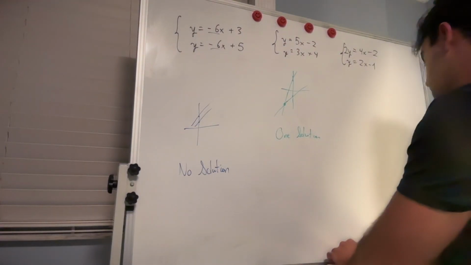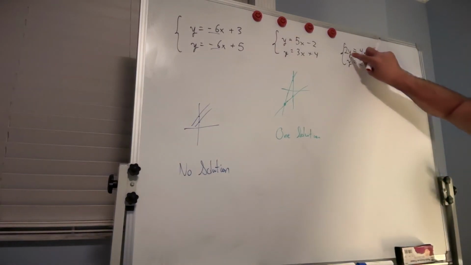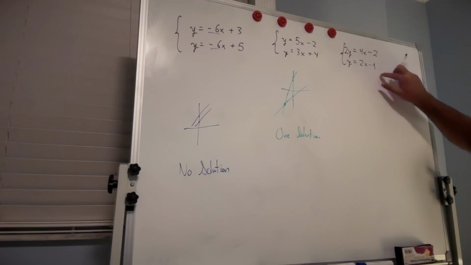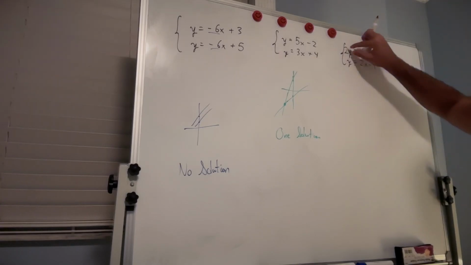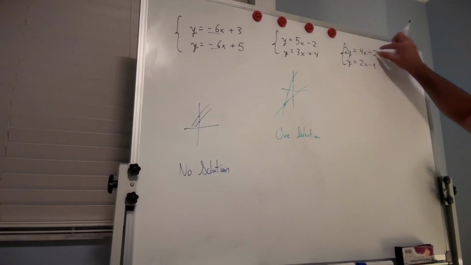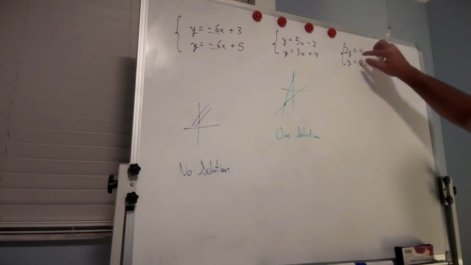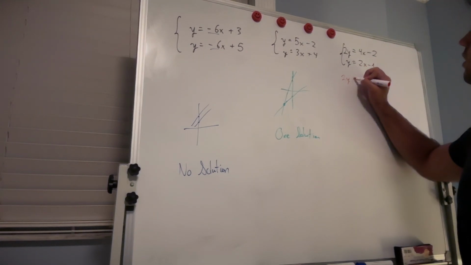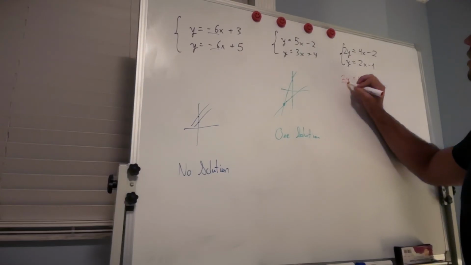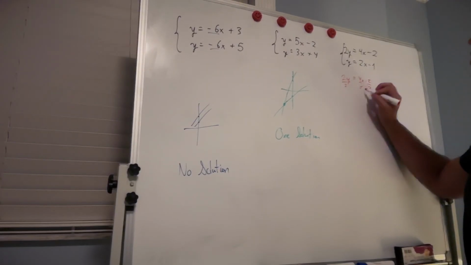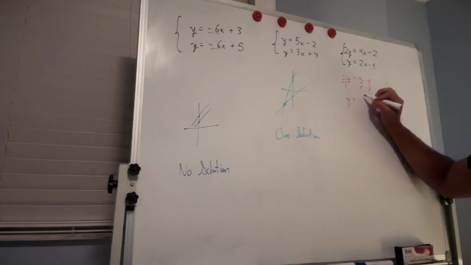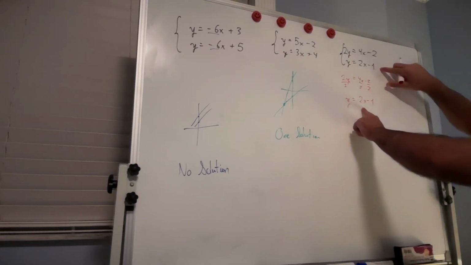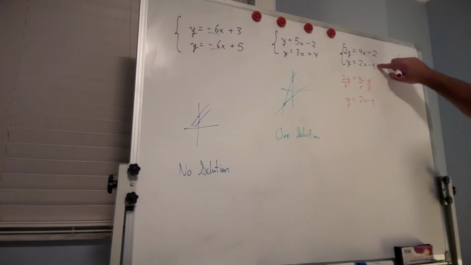Now for our last example, we have 2y equals 4x minus 2 and y equals 2x minus 1. What I'm going to do is I'm going to divide the first equation by 2 completely so that we have it in terms of y. So 2y equals 4x minus 2, divided by 2, we end up with y equals 2x minus 1. And notice this is the same equation as the other one, as like the second one.